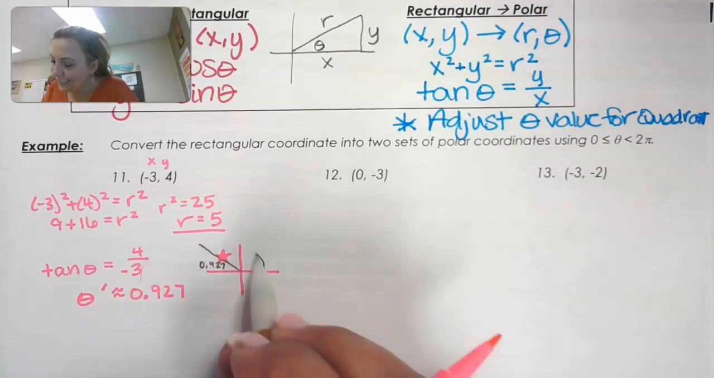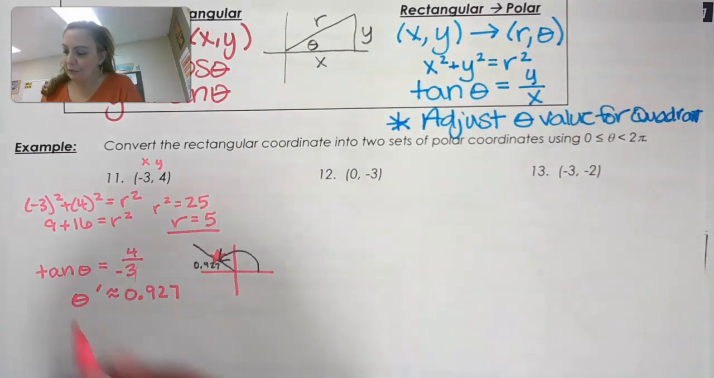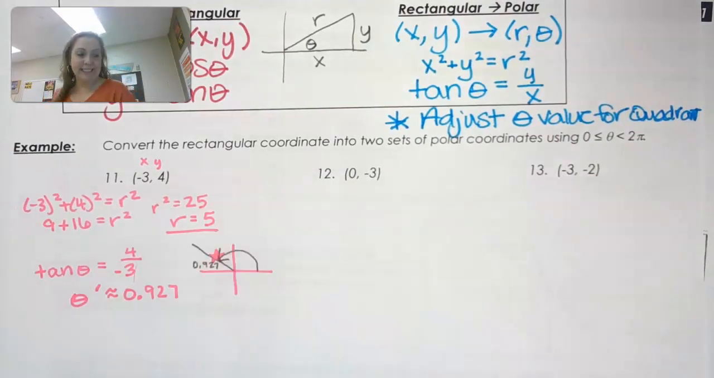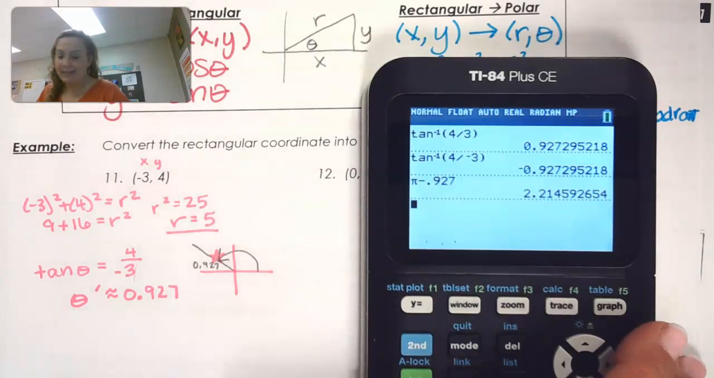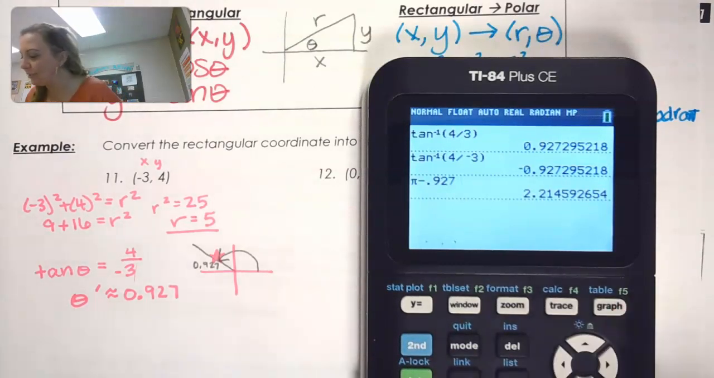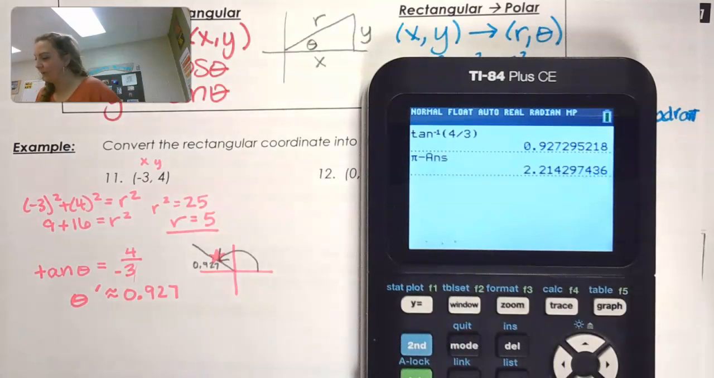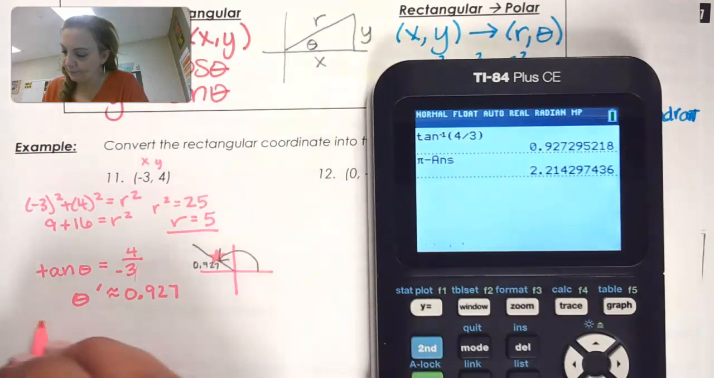So in order for me to get this value theta, remember what we have to do? In quadrant 2, I'll have to take pi minus that value. So I'm going to take pi minus the 0.927, and that gives me, well, I should probably use that specific value. So I'm going to take the inverse tangent of 4/3, and I'm going to take pi minus that specific value. Okay, and that gives me about 2.214.